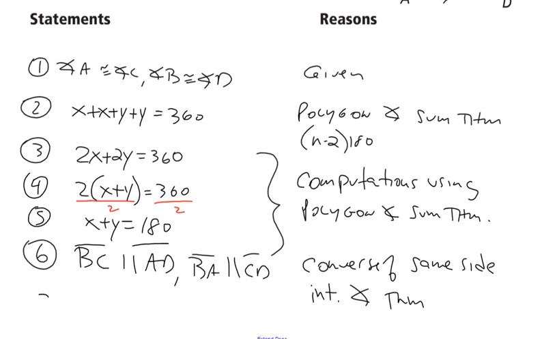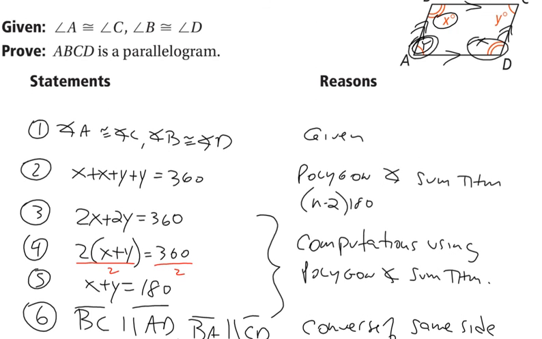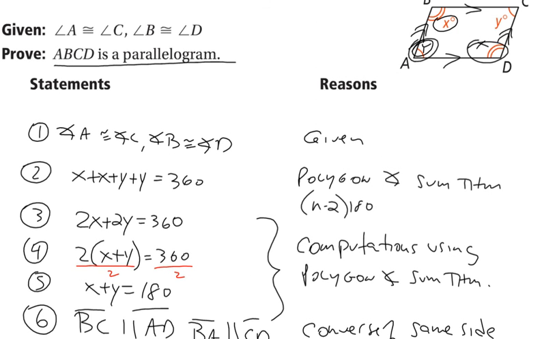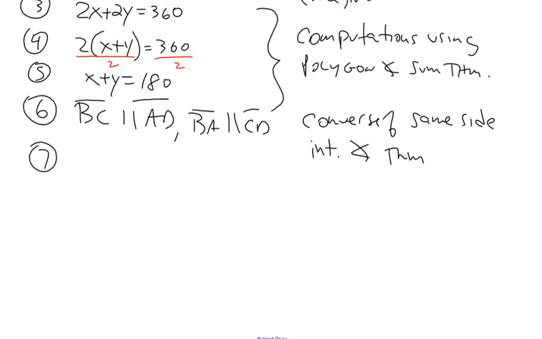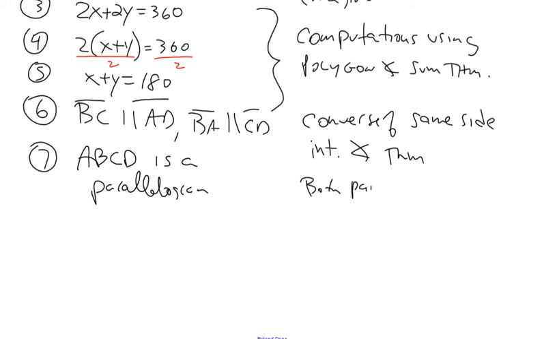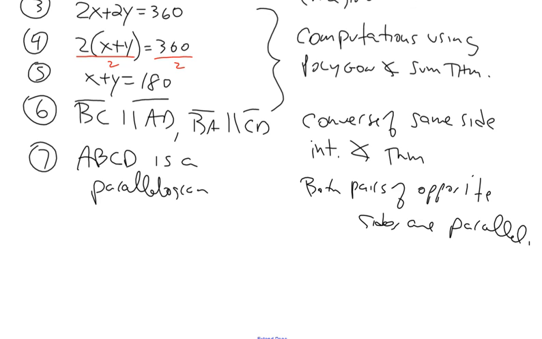Well, what's our seventh and final statement? ABCD is a parallelogram. Why? Because that is the definition of a parallelogram. Both pairs of opposite sides are parallel. And there you have it.